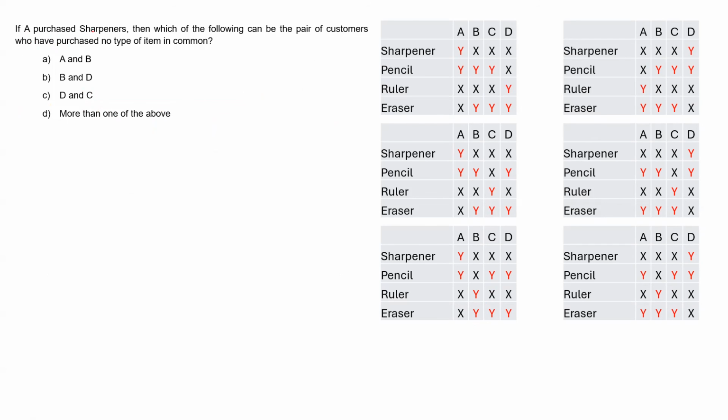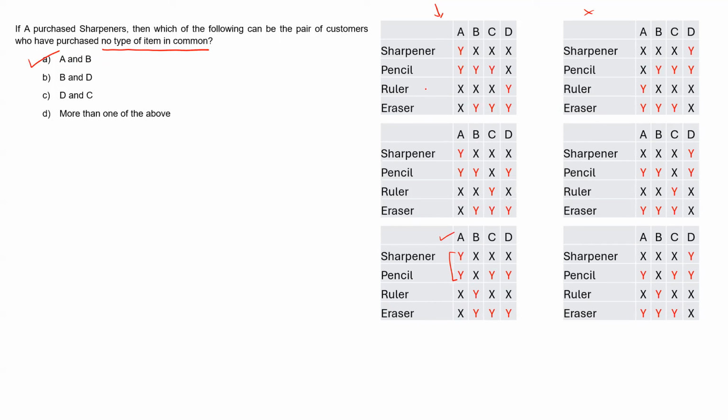So it says if A purchased sharpeners. So A purchased sharpeners, so this side we don't even have to look at. These are all the places where A has purchased sharpeners. Then which of the following can be the pair of customers who have purchased no type of item in common? So let's see first A and B. Is it possible for A and B to have no items in common? Yes, it's possible in this case. See, A is buying sharpener and pencil, whereas B is buying ruler and eraser. So A and B is a possibility.